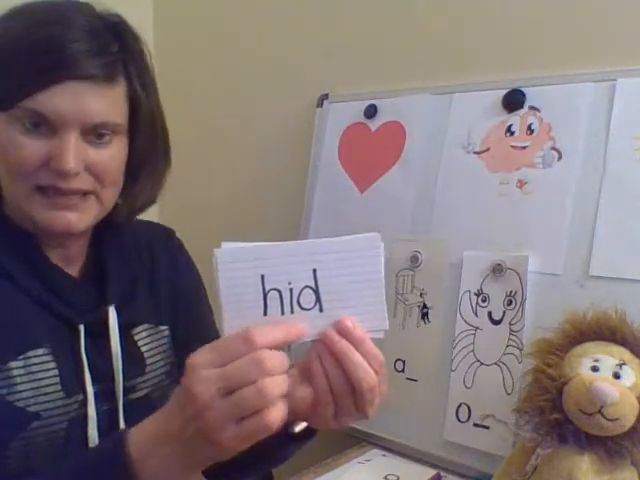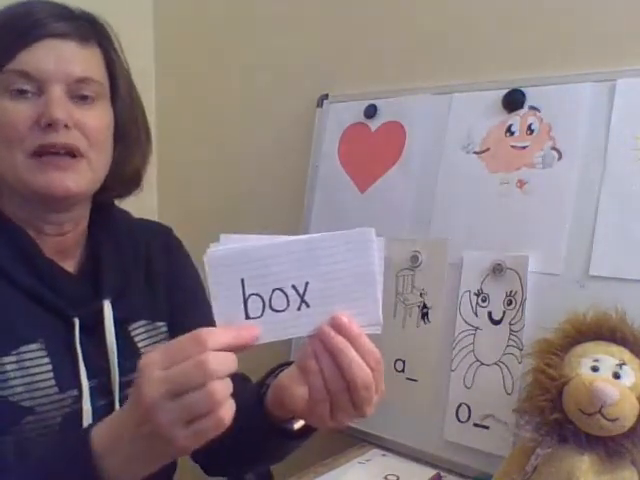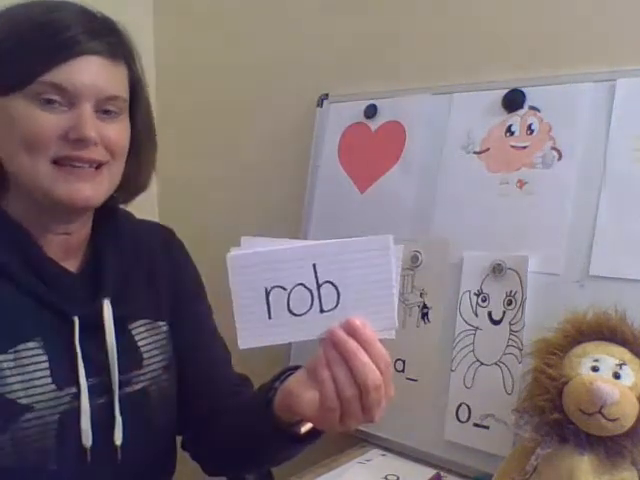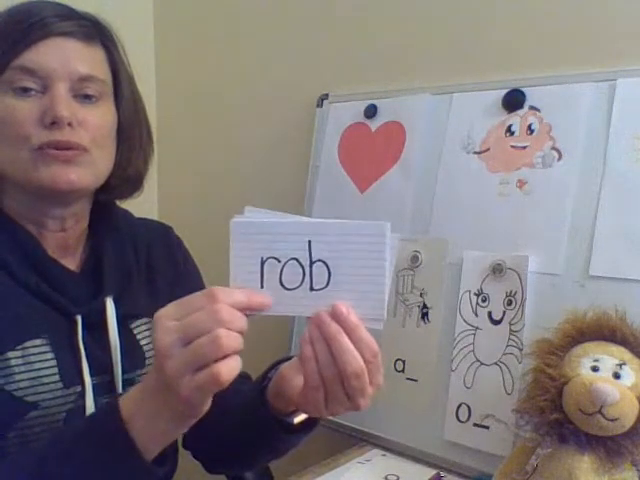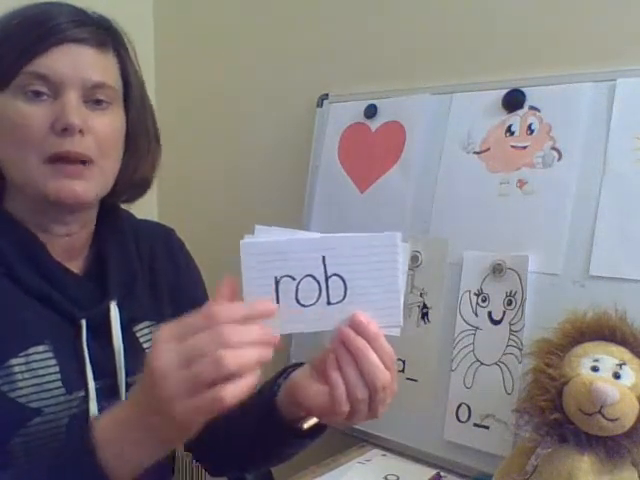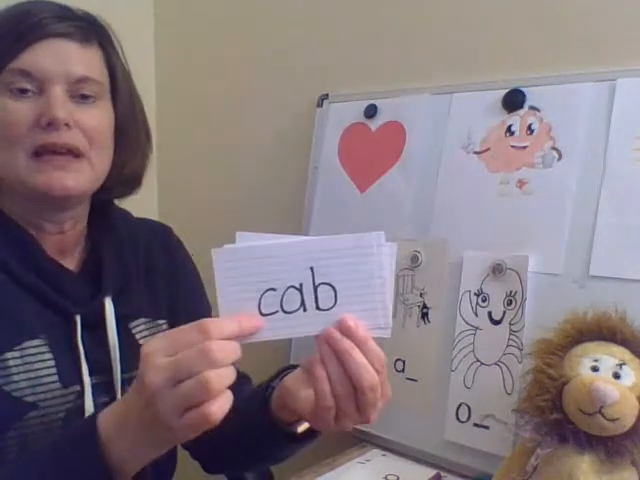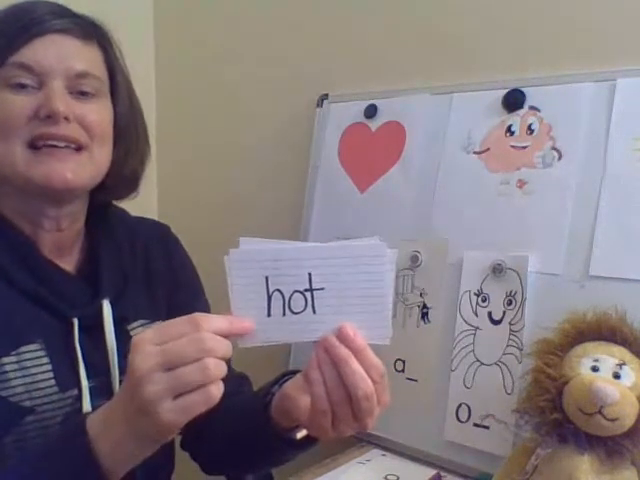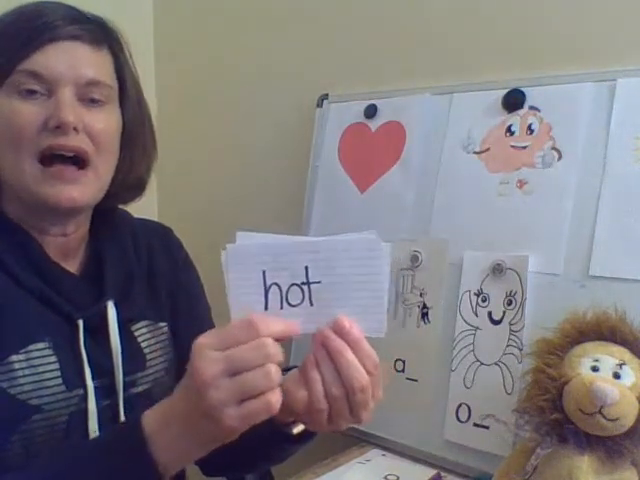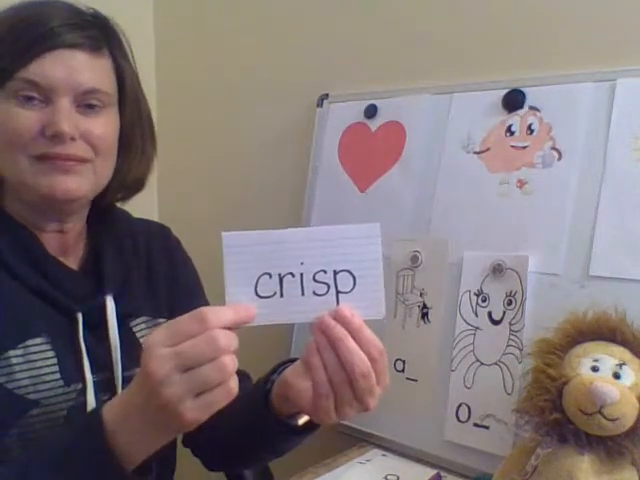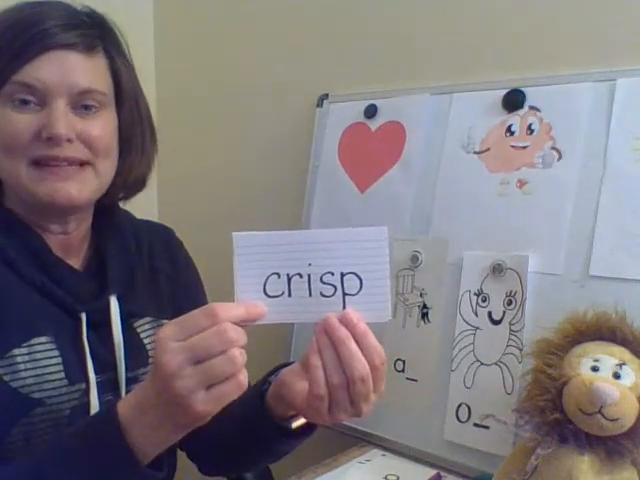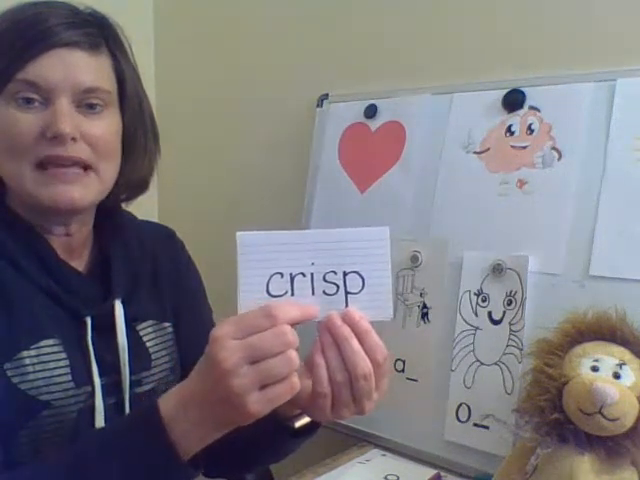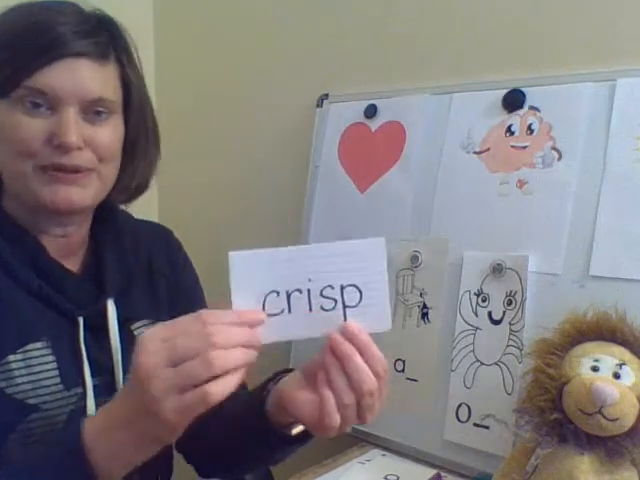Hid. Good. Box. Fantastic. Here we go. Rob. Good job. Cab. Well done. Hot. Okay, we've got a blend at the beginning and the end of this word. Let's try it. Crisp. Fantastic.